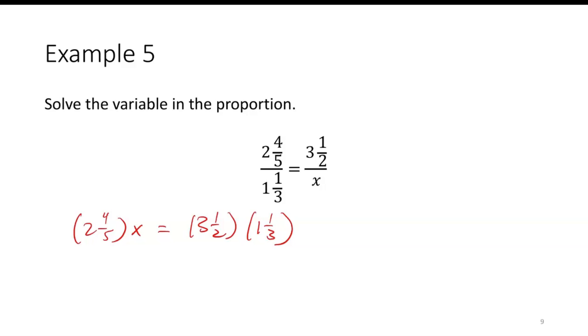2 4/5, well, 2 times 5 is 10, plus 4 is 14/5. X is equal to, well, 3 1/2 would be 7 over 2, times 1 1/3, 4 over 3. And to get x by itself, I would divide by 14/5 or multiply by the reciprocal, 5/14.